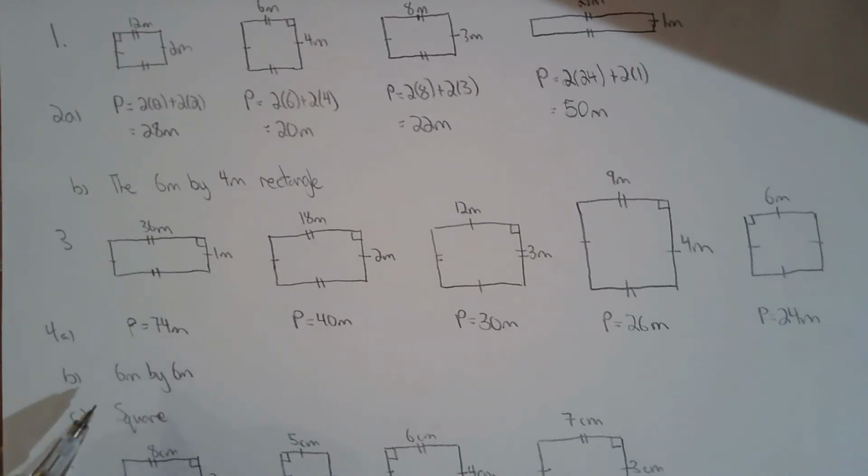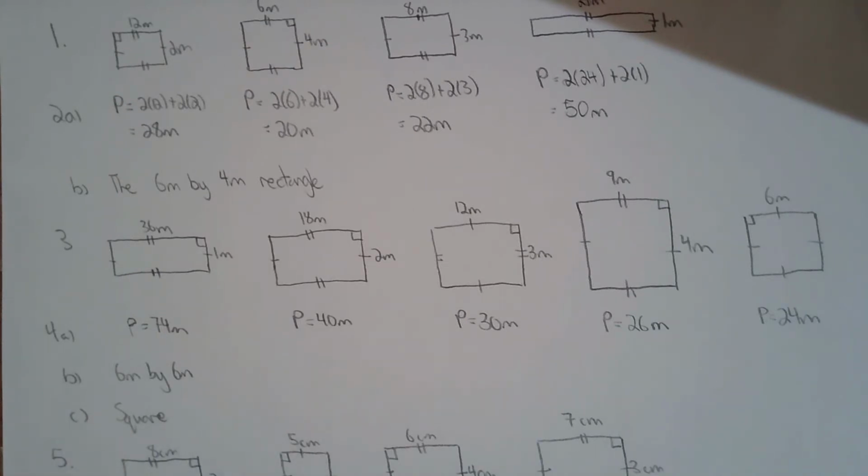For 4b, they asked me which rectangle gives the minimum perimeter, and it's pretty clear that the 6 meter by 6 meter rectangle gives me the minimum perimeter. And like I said, you could have said that without doing these perimeter calculations for 4a, because we established that the perfect square design will minimize the perimeter. So of course, this is a special rectangle, it's a square.